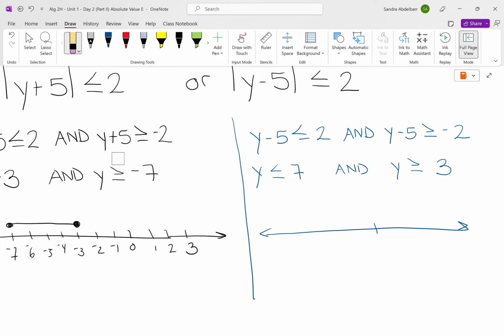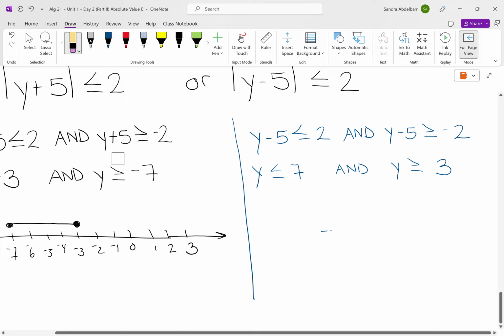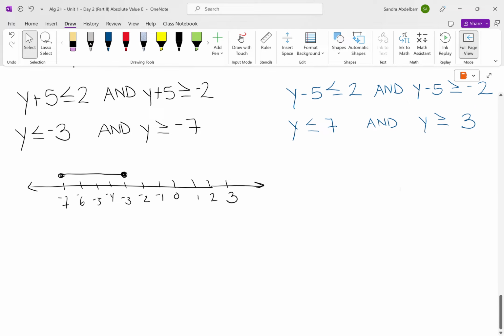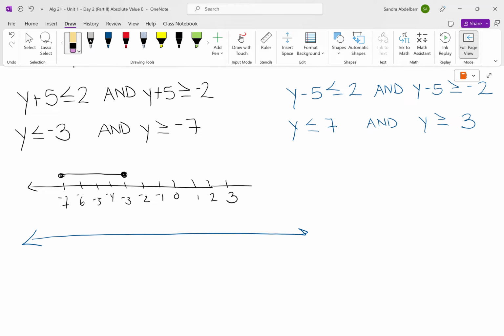I'm actually going to line it up right underneath the other one. We can even extend the other one a little further.